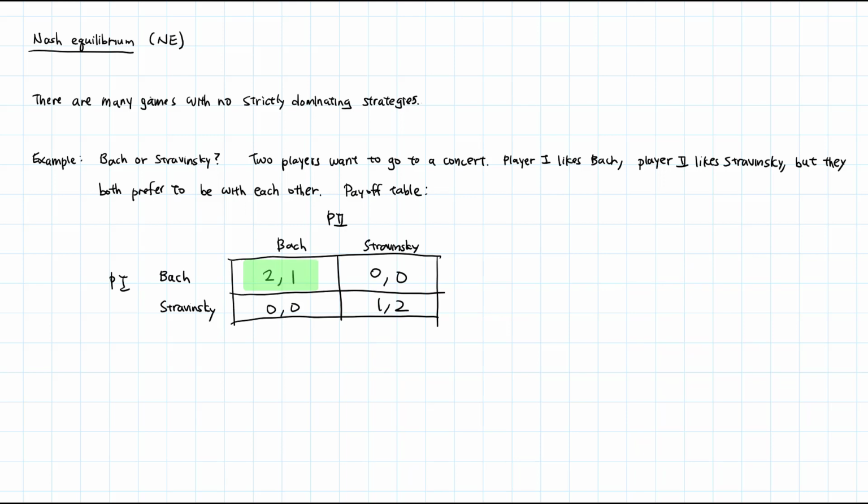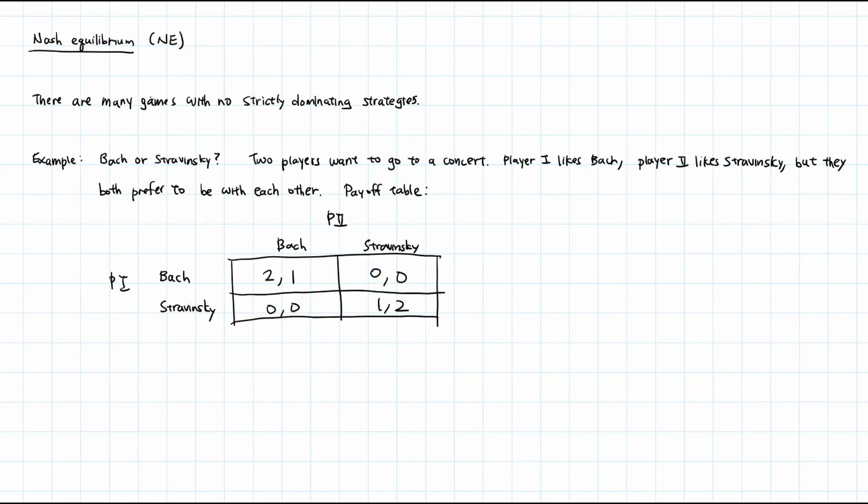If both players go to a Bach concert, then player 1 gets a higher utility than player 2, but both utilities are positive. We have something similar if both of them choose to go to a Stravinsky concert. But if they choose different concerts, then their utilities are both 0.